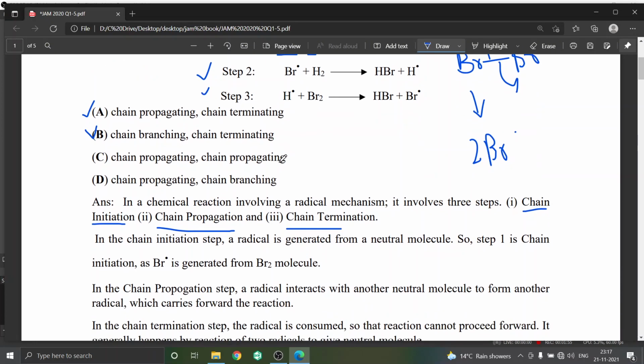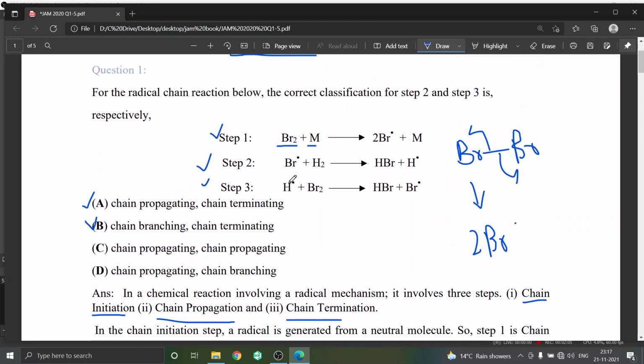Now what is chain propagation? In chain propagation, a radical interacts with another neutral molecule to form another radical. What happens is, a radical has already been formed in initiation and you don't want the radical to be stopped. So the radical continues to form more and more radicals, so the reaction keeps proceeding.